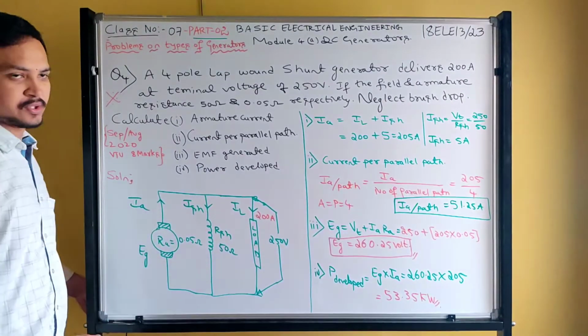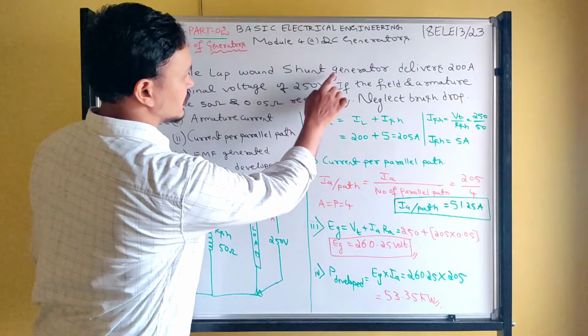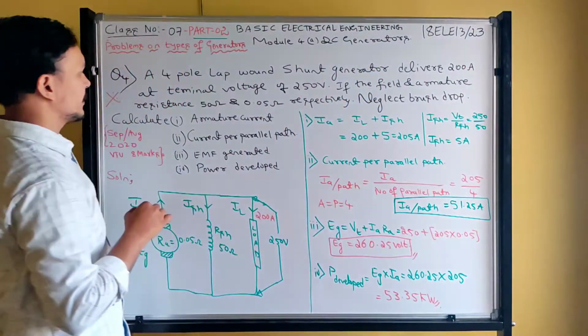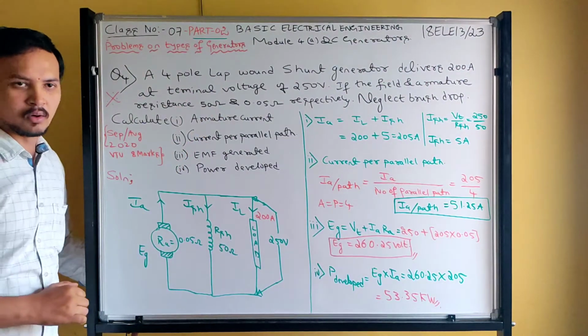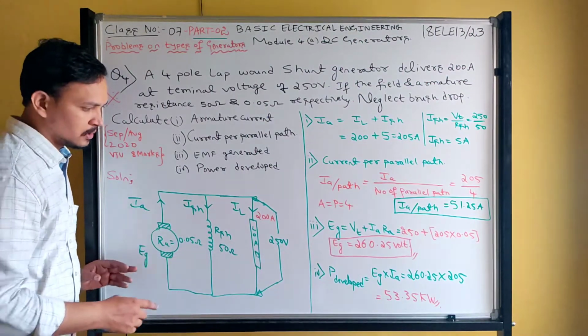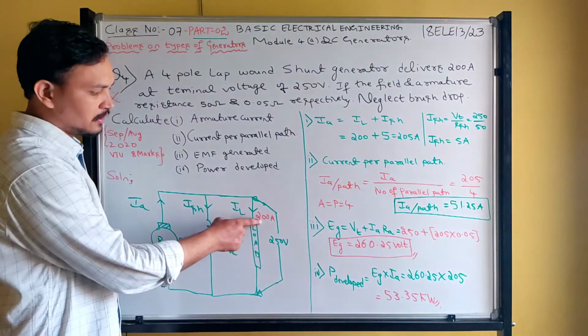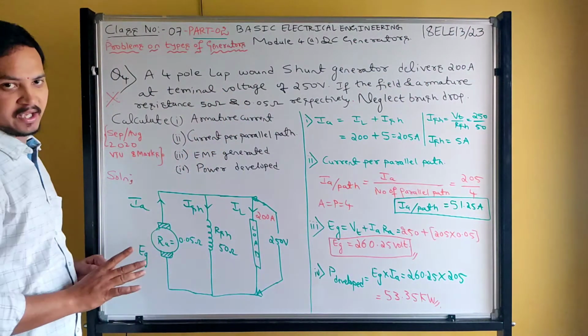Okay guys, next question. Question number 4. A 4-pole lap-wound shunt generator delivers 200 ampere at a terminal voltage of 250 volt. What type of generator? Shunt generator.